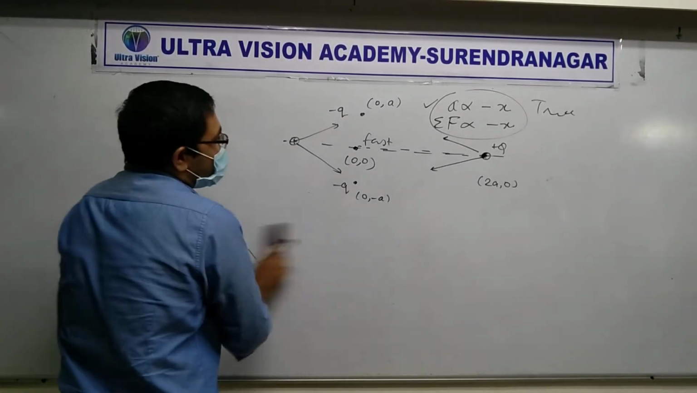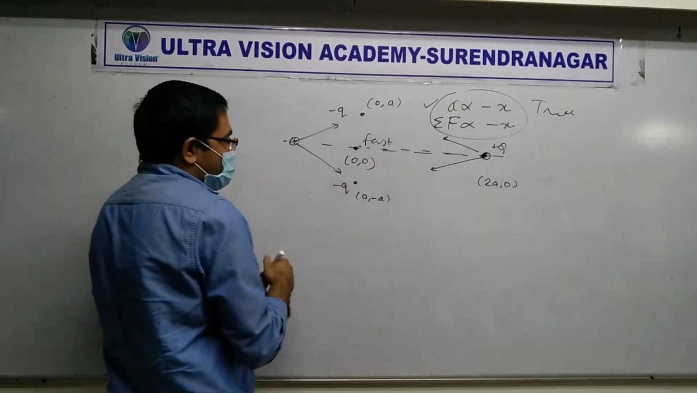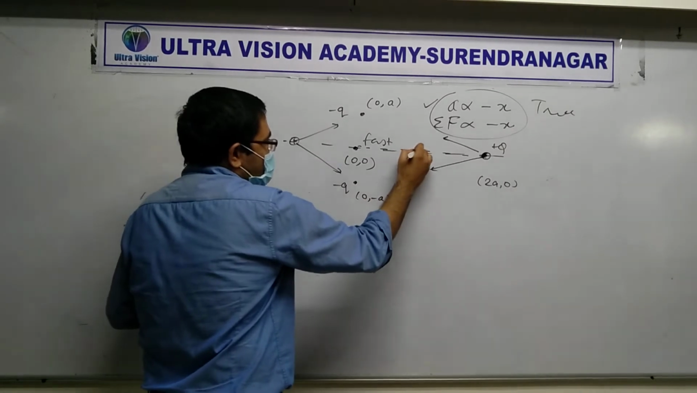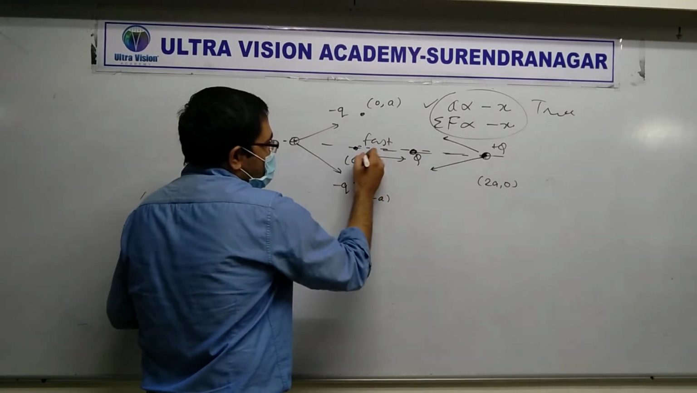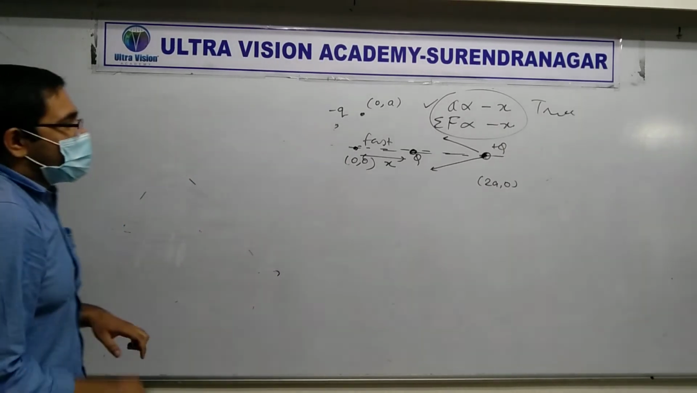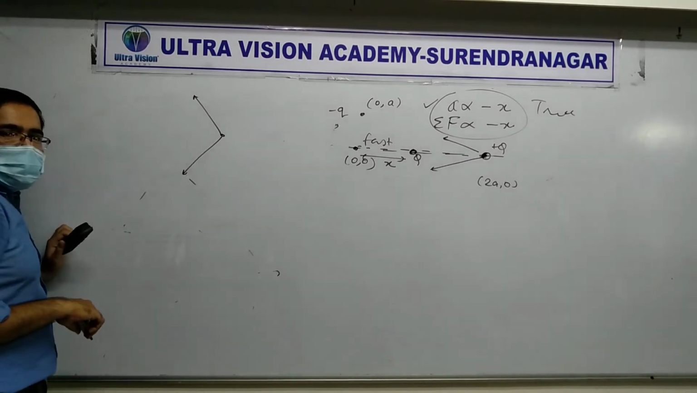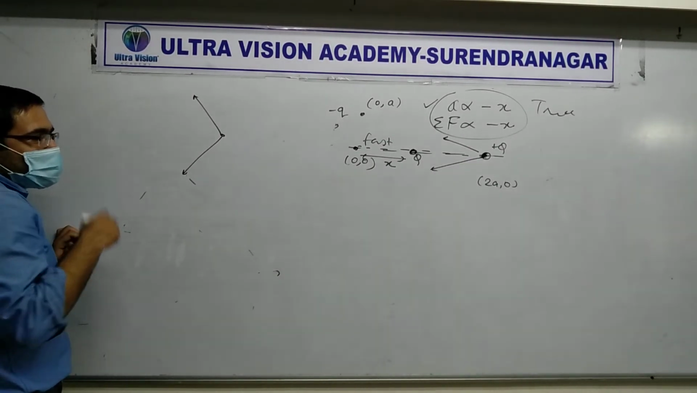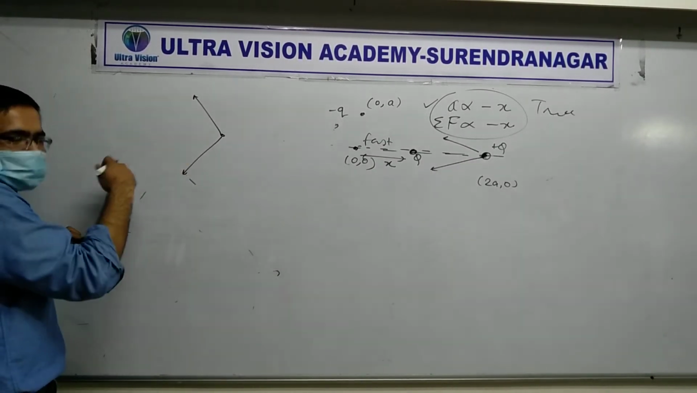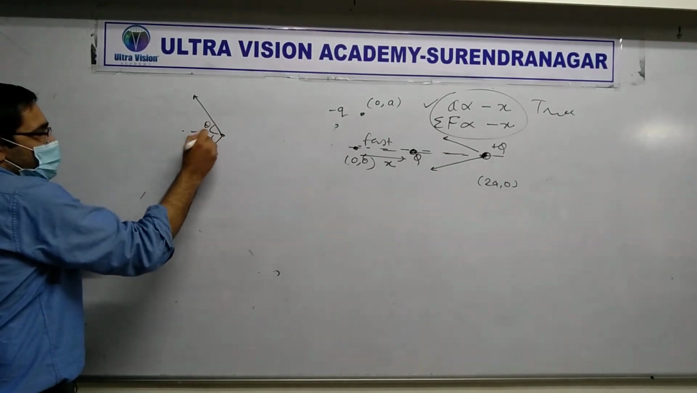Right, let's start. Suppose the charge q is at some distance x from the mean position. It will have two forces, Fp like this. Resultant force will be in which direction? Left side. Clear? Suppose this angle is theta, then this angle is also theta.